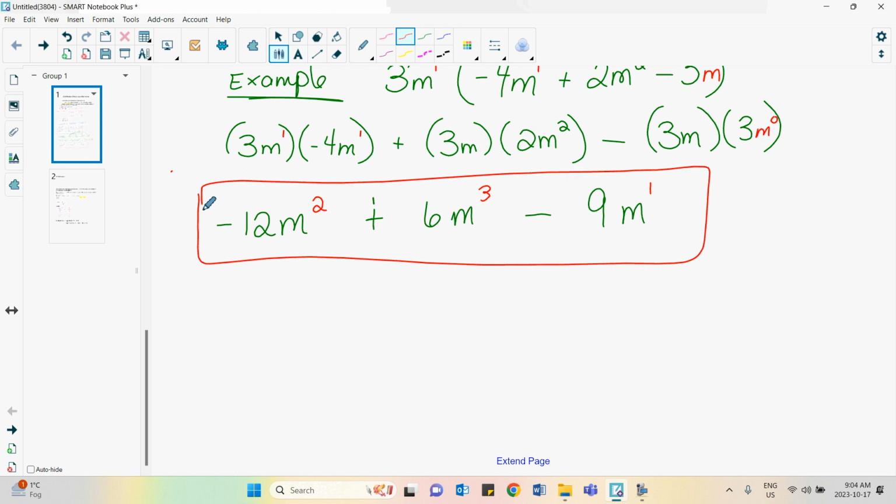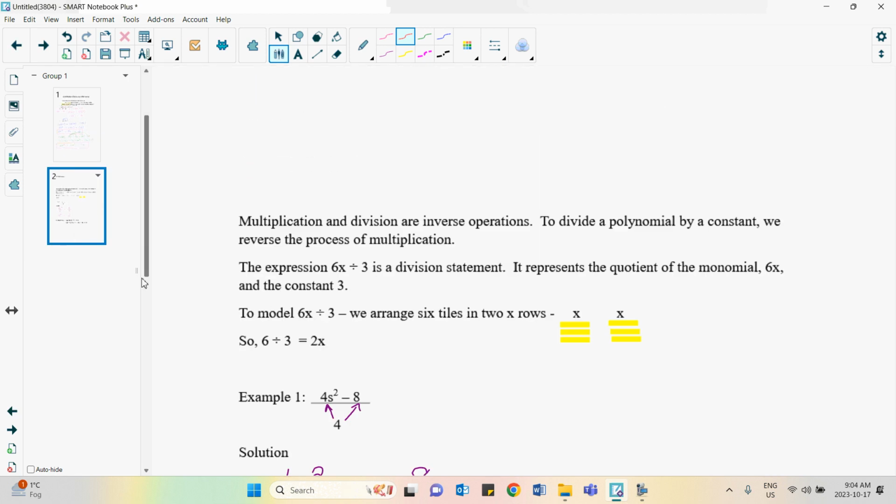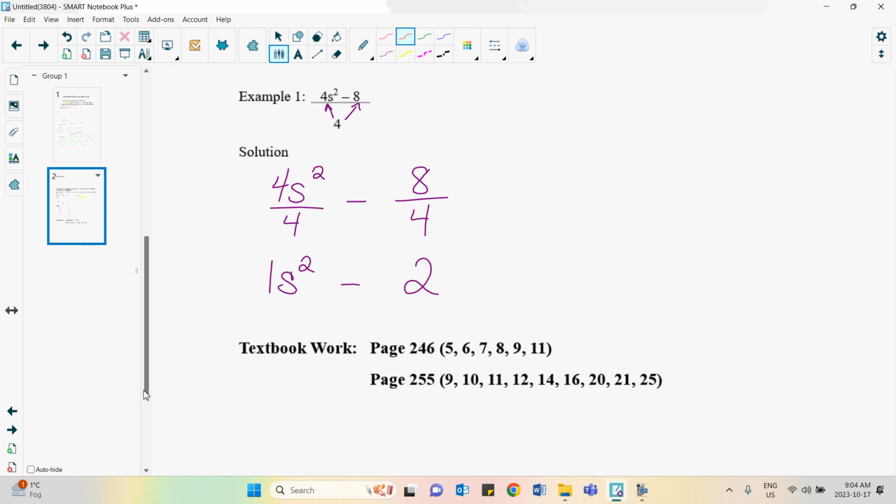So if you have a variable outside that needs to be distributed through a polynomial, you have to use your exponent laws from the last chapter. Okay? All right, let's add in a division one. We'll throw it off to the side here.